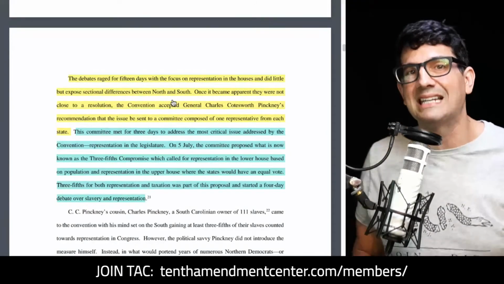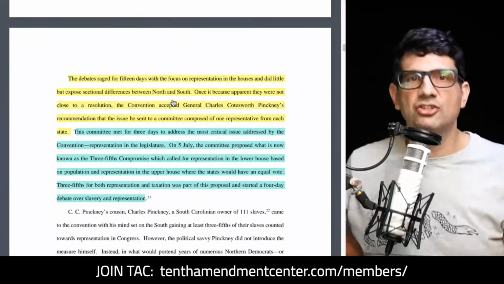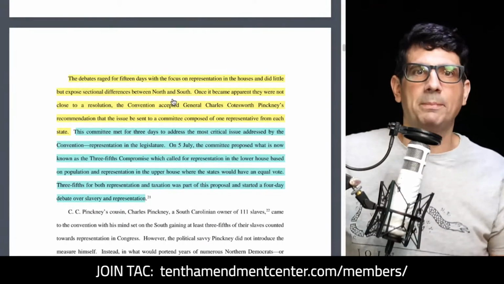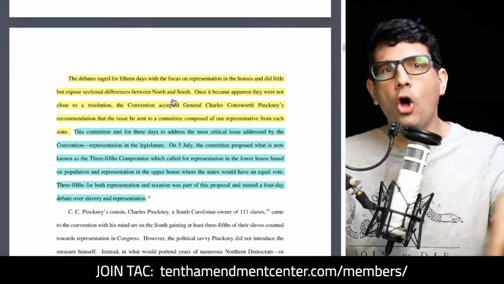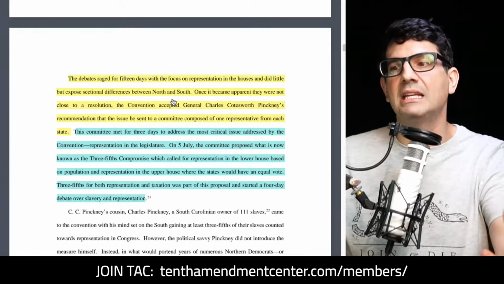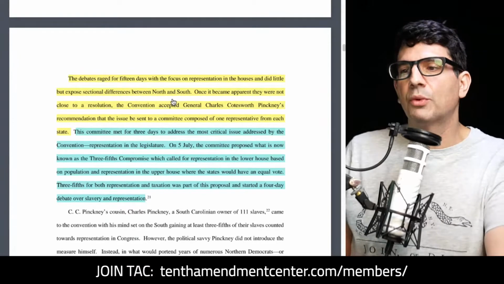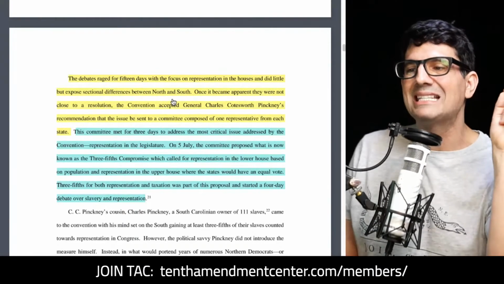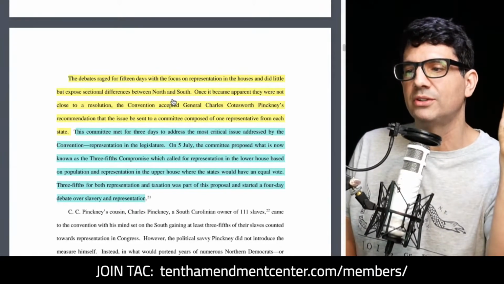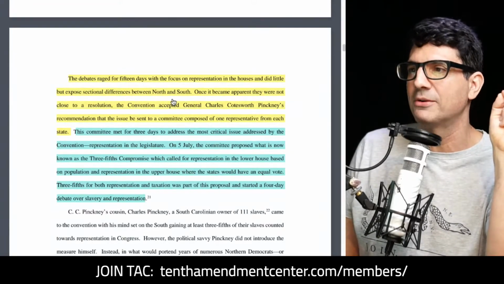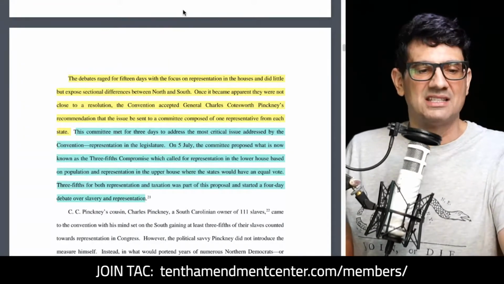So this was kind of all tied together: this federal national, states' rights versus popular house. This was all lumped together in that committee, and they came out with that proposal on July 5th. 3/5 for both representation and taxation was part of this proposal and started a 4-day debate over slavery and representation. I'm just giving you guys some highlights.